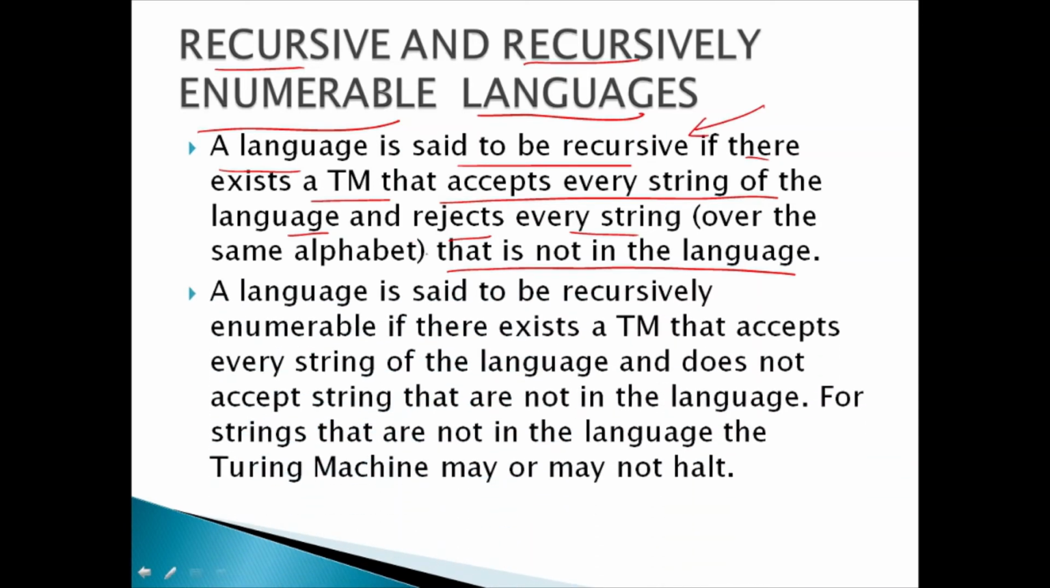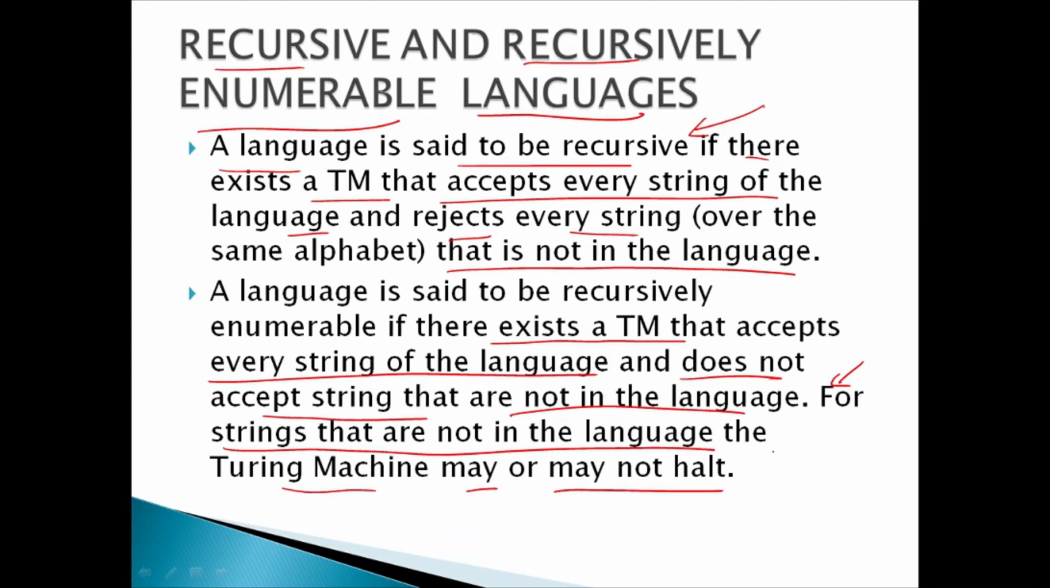If we are talking about recursively enumerable, then there exists a Turing machine that accepts every string of the language and does not accept strings that are not in the language. The important point is that for strings that are not in the language, the Turing machine may or may not halt. In this way, recursive and recursively enumerable languages are distinguished.